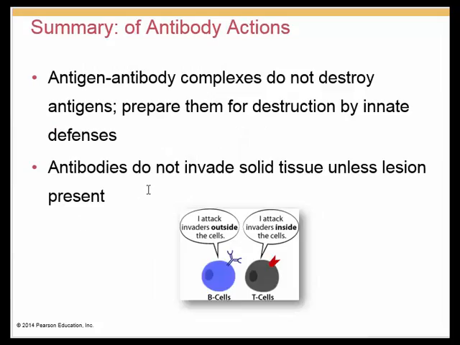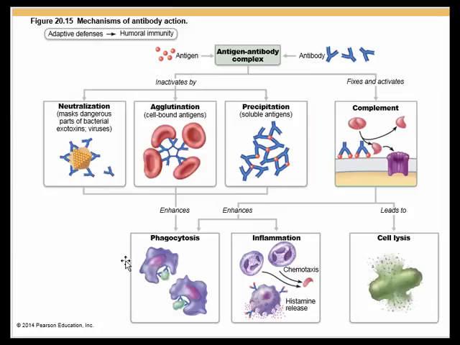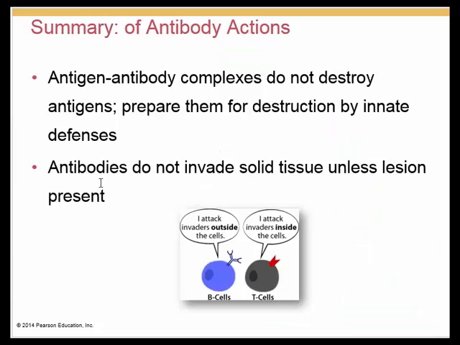Summary for the antibody actions. Again, we are looking at antigen-antibody complexes. They do not destroy the antigens, but they prepare them for destruction using all those wonderful innate defenses like complement, like phagocytosis and inflammation. They draw that out of us, but do not kill themselves. They are placeholders. Antibodies do not invade tissue. That's why they're considered humoral. They're out in the fluids unless there's a lesion present. If there's some damage to the cell that they could get in, then yes. But for the most part, that's why this is called the humoral side of the immune system with the B cells, because it attacks invaders outside the cells.